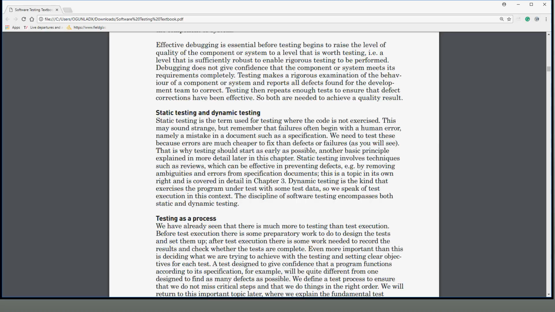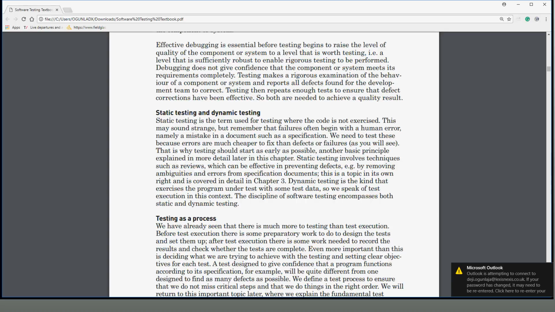But dynamic testing, you have to execute the program, and you also have to have some test data and put it in there. So the difference is that in static testing, you don't do any execution at all, but in dynamic testing, you have to execute that particular application.